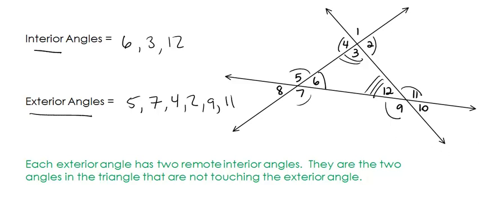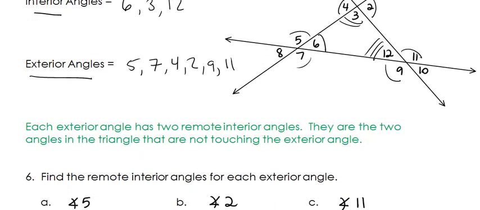Each exterior angle has two remote interior angles. They're the two angles in the triangle that are not touching the exterior angles. Okay, so first of all, we've got to find the remote interior angles for each exterior angle. So take a look at exterior angle 5, which was this one. The remote interior angles are the two interior angles that are not touching that exterior angle. So not 6, however, both 3 and 12.